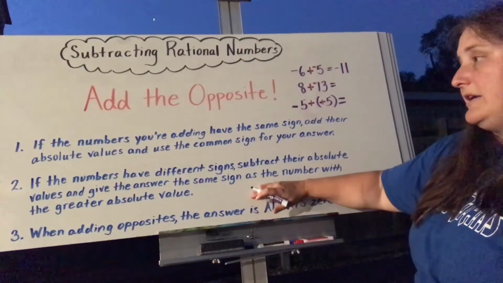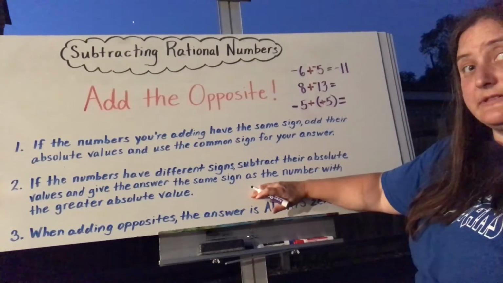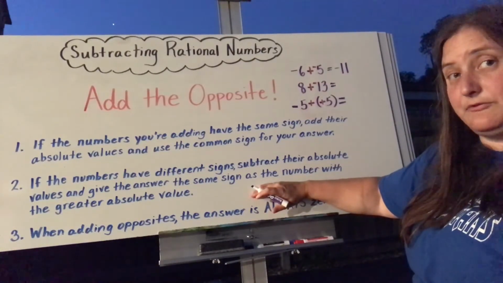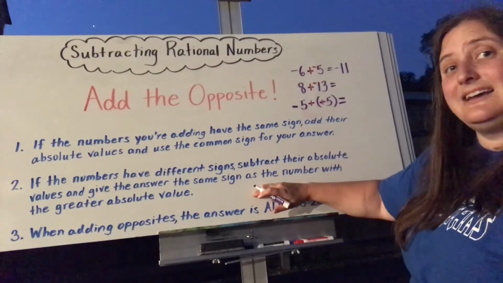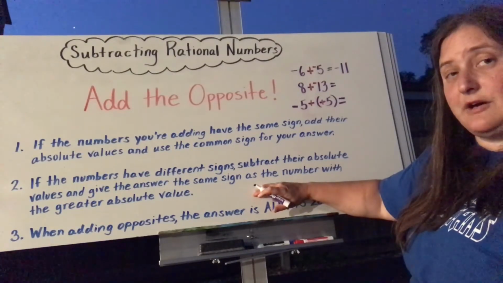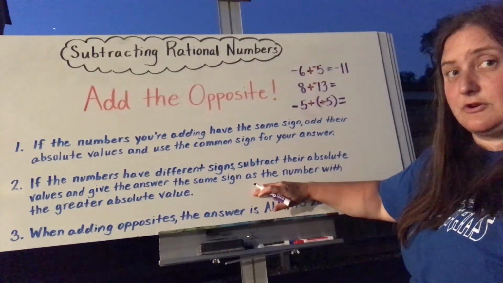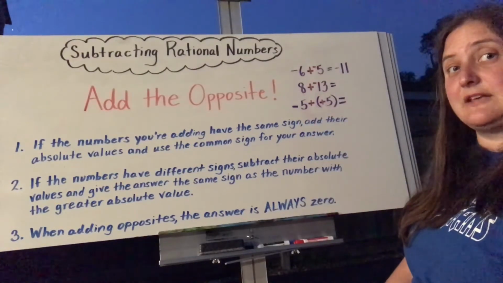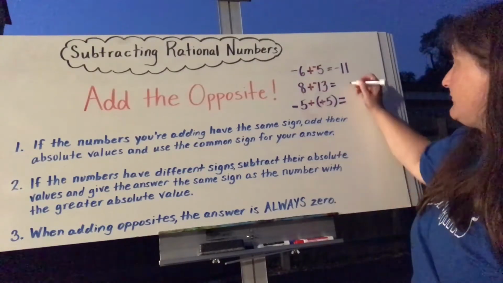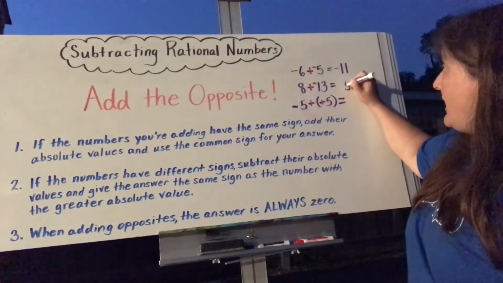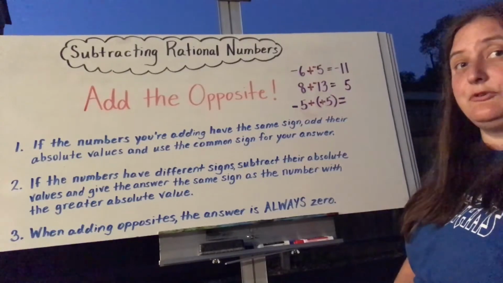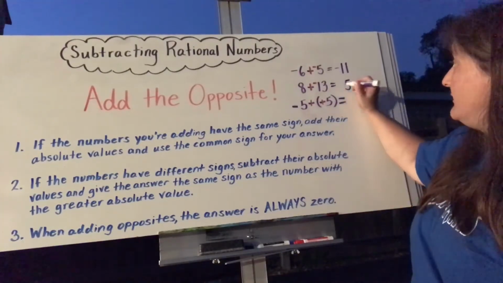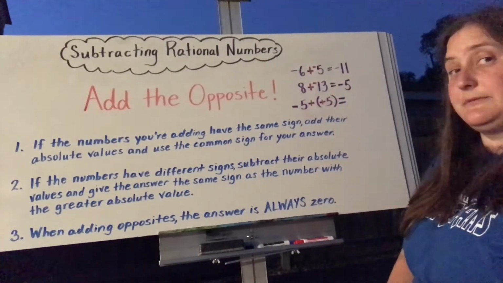Another addition rule was if the numbers I'm adding have different signs, I'm going to subtract their absolute values, and the sign of whichever number has a greater absolute value is also going to be the sign of my answer. So here I have +8 and -13. Different signs. If I subtract them, 13 minus 8 is 5. And since 13 had the greater absolute value and 13 was negative, my answer will be -5.